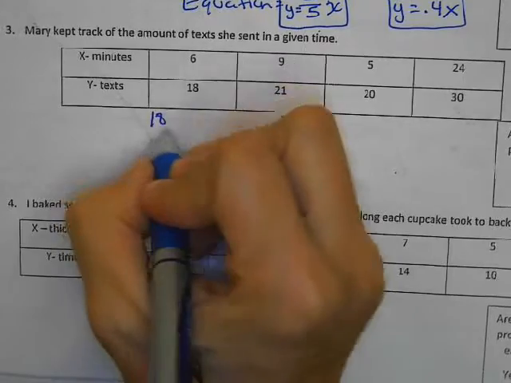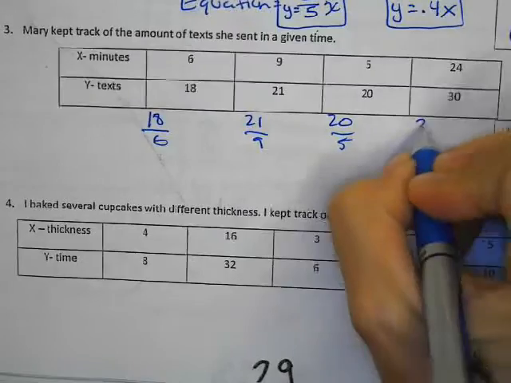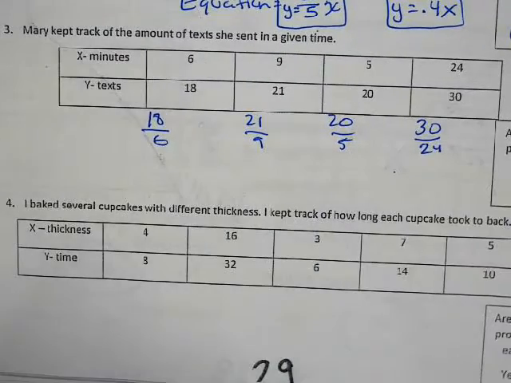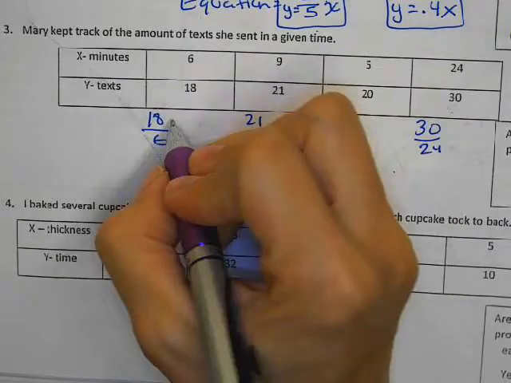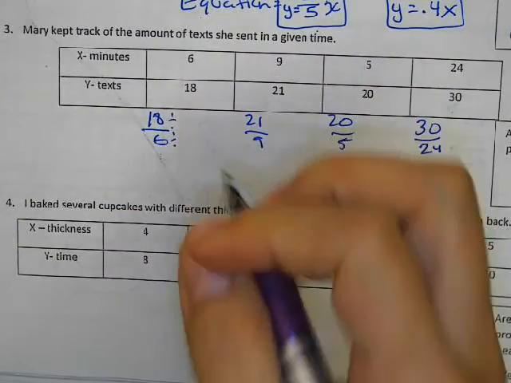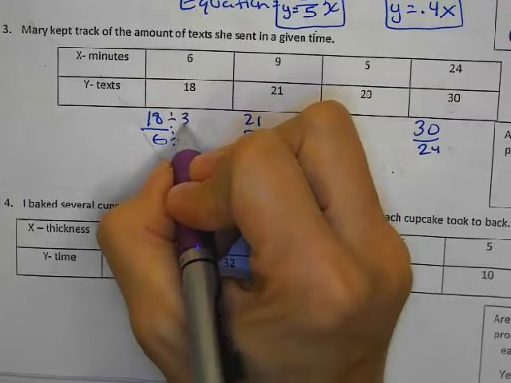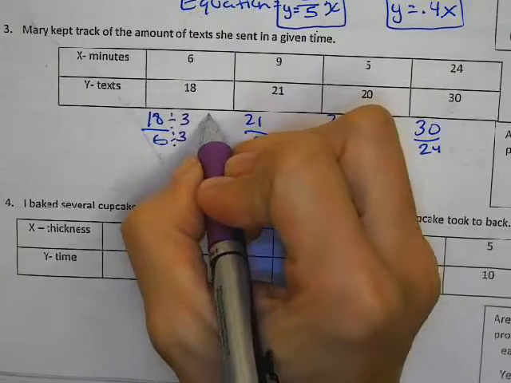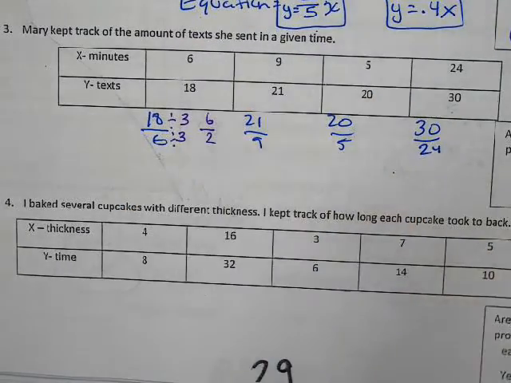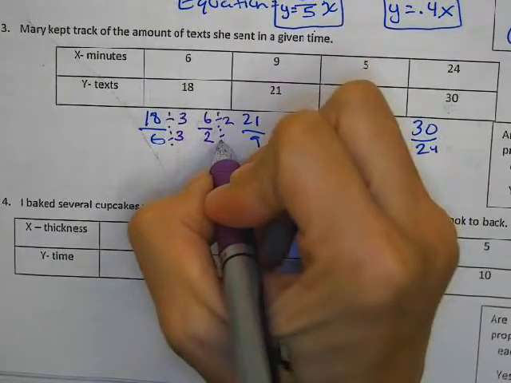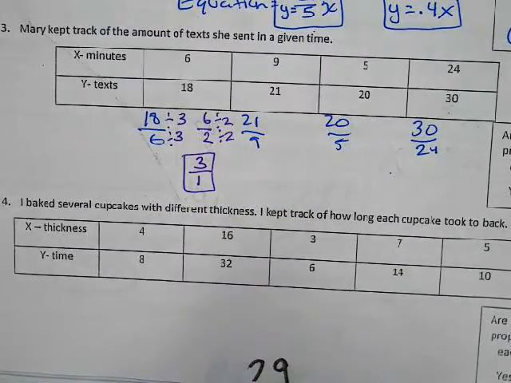So you should have written 18 over 6, 21 over 9, 20 over 5, 30 over 24. What do I divide 6 and 18 by? Okay, I know it's 6. I'm going to use 3 just to prove a point. If I do 3, I get 6 over 2. Am I done? No, I can divide by 2 and we get 3 over 1. Now I'm done. I can box it in.